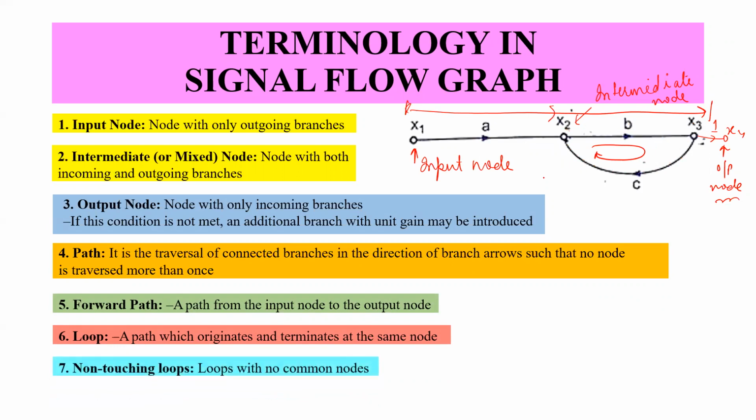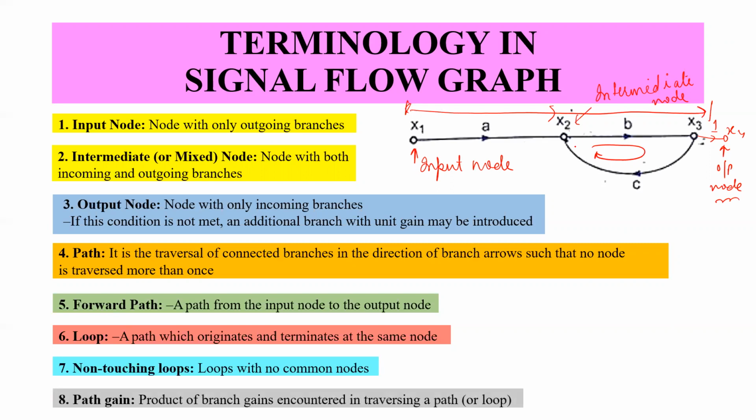Non-touching loops are loops which do not have any common node. And the path gain is the product of gains encountered in traversing the path or loop. So the path gain here is like this one. The forward path gain is A into B, but you have this one also, so it would be AB divided by 1 minus BC, right?